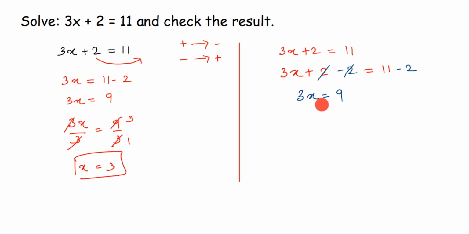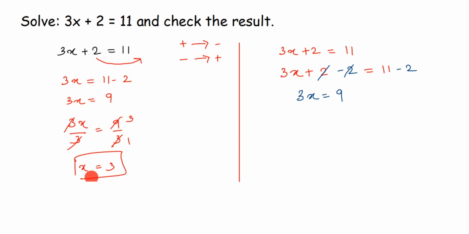In transpose you do the same thing. The sign changes, from plus it changes to minus. You can see I got the same thing, minus 2. That's it. It depends on you which method you want to follow. You get the same answer. And from here I followed the same step. Divide both sides by 3. You get the x value as 3.